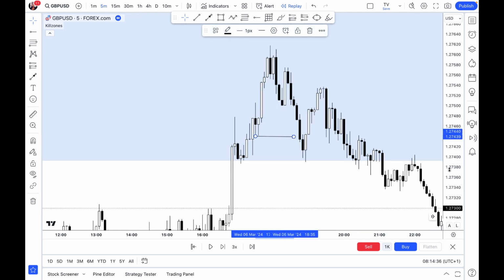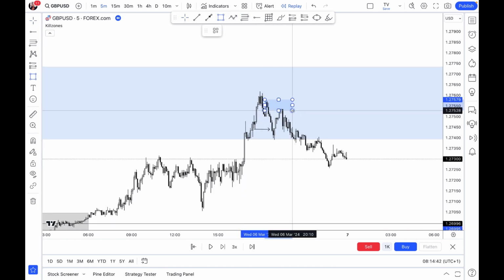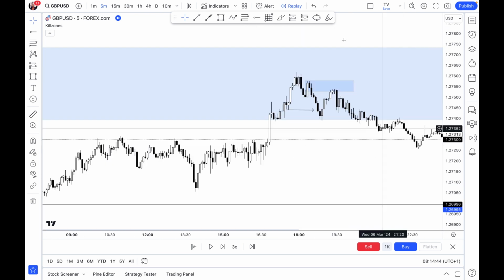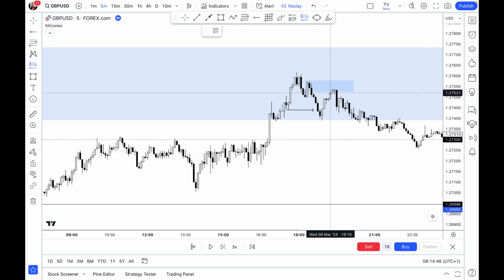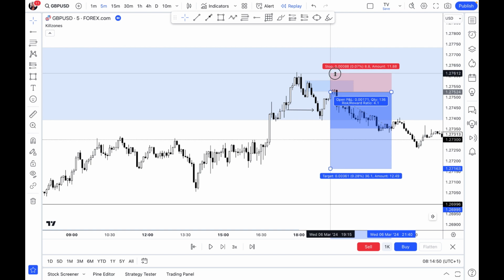That was my break of structure, and this was my entry. We have that little imbalance, and I was able to get my 3RR setup from right here.